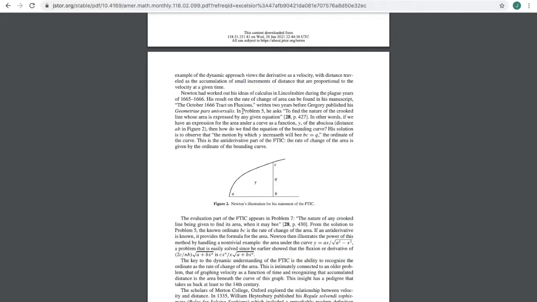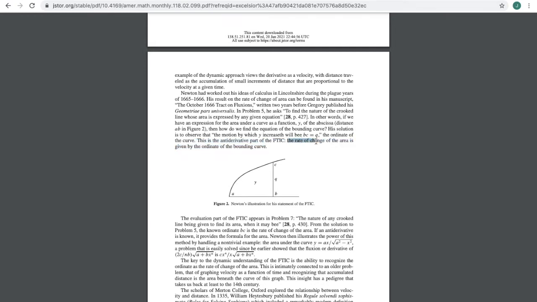So basically the point is, in problem 5, he asks to find the nature of the crooked line whose area is expressed by any given equation. In other words, this is asking, if we have an expression for the area under a curve as a function, then how do we find the equation of the bounding curve? This is the antiderivative part of the fundamental theorem of integral calculus.